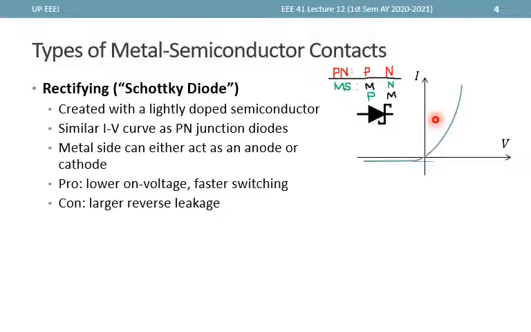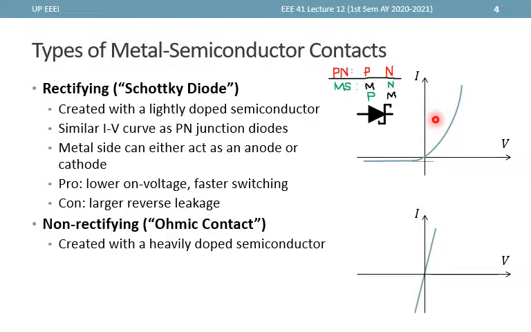Now, not all MS contacts are rectifying or Schottky diodes. Some are non-rectifying or ohmic contacts, and this one is created with the use of a heavily doped semiconductor. So Schottky diodes are created with lightly doped semiconductors, while ohmic contacts are made with heavily doped semiconductors, and its IV curve looks like this one, like a resistor. That's why it's called an ohmic contact.